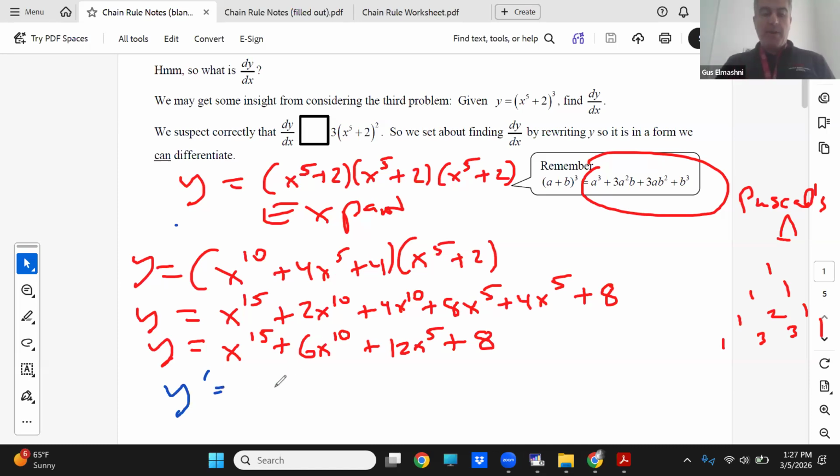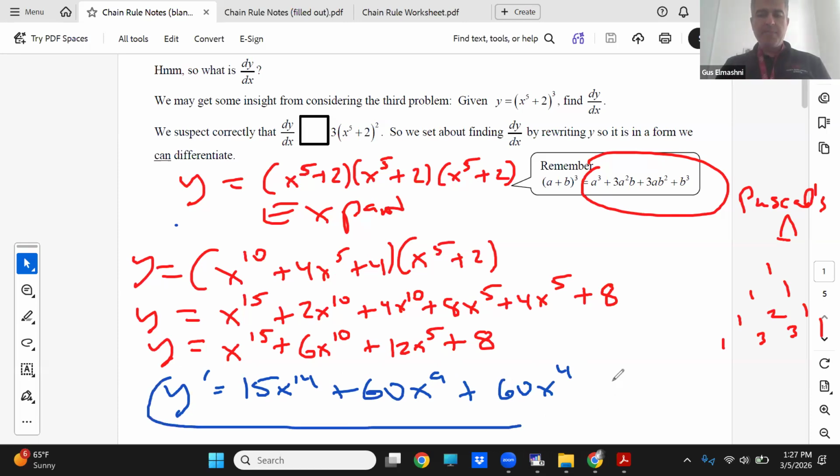Okay, that's pretty easy at this point, right? 15x^4, 14, plus 60x^9, plus 60x^4, and the 8 just goes away. So does that make sense?